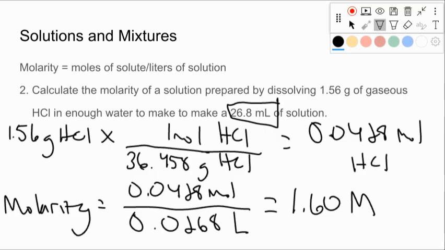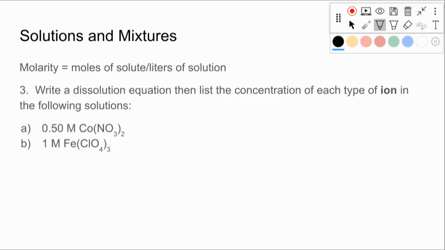So sometimes you're just going to be given grams and you have to convert to moles. Sometimes you might already be given moles, you just plug it in. And then a lot of times, because in lab we measure in milliliters, we have to convert it to liters for this equation. So a lot of times your problems are going to be given to you in milliliters, not liters. But sometimes we're lucky and it's already in liters.